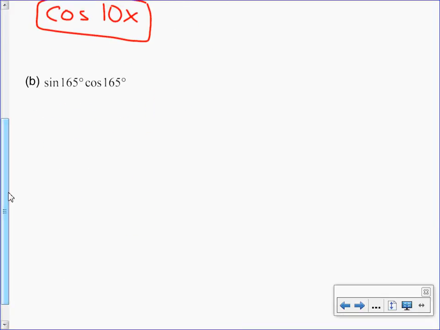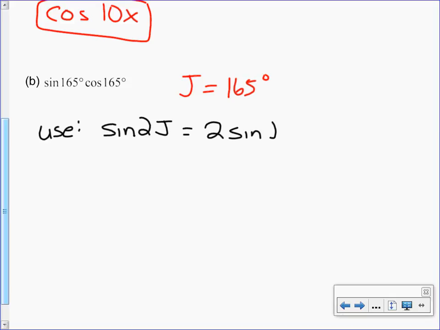Yeah. Sine 165 times cosine 165. Alright. Let's do J for change. Here we go. Let J equal 165. There's this special formula that says the sine of 2 J's is the same thing as 2 sine J cosine J.